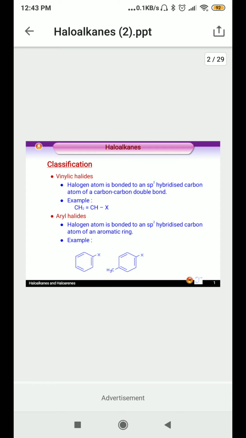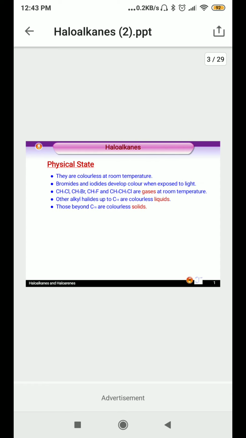Alright, moving on to the next one, let's discuss the aryl halides. Aryl itself says it is an aromatic compound, so the halogen group is attached to the aromatic ring. You can take any halogen, chloro, bromo, fluoro, attached to this benzene ring, like chlorobenzene, bromobenzene. The next one is toluene, with a halogen group on the para position. These are the examples I have mentioned in this slide.